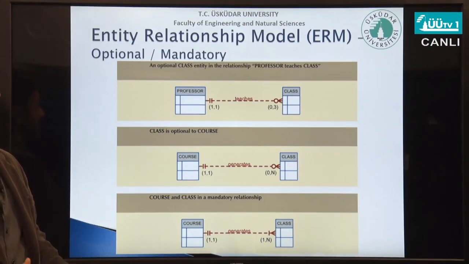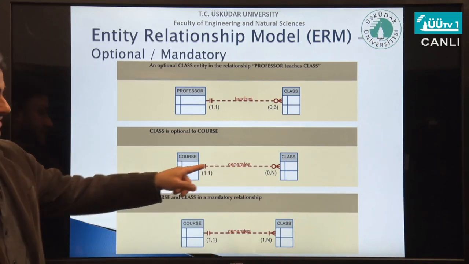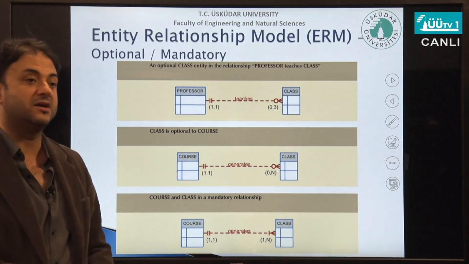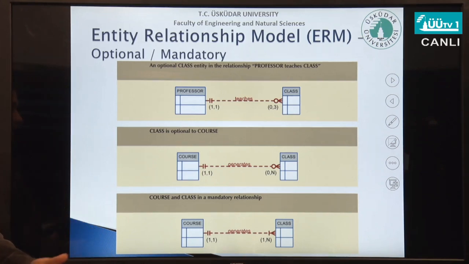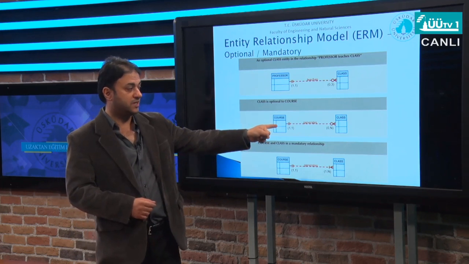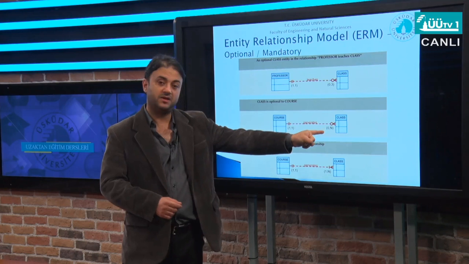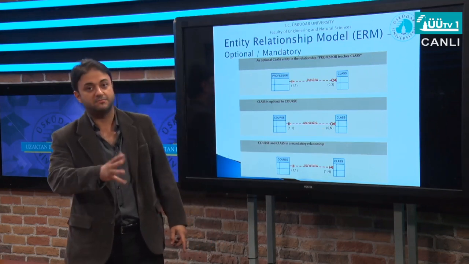This is mandatory because we don't have the O. O means optional. Once we see the O, we start the cardinality from 0. So this means it might exist, might not exist. A course might have up to n classes, or might not. So we'd say might and might not.